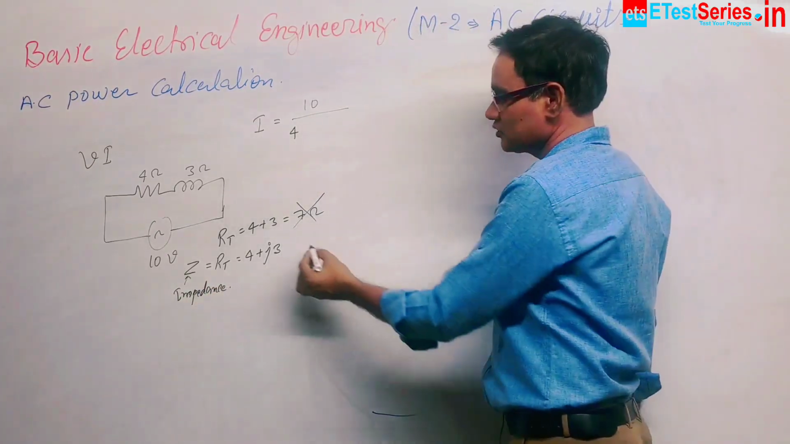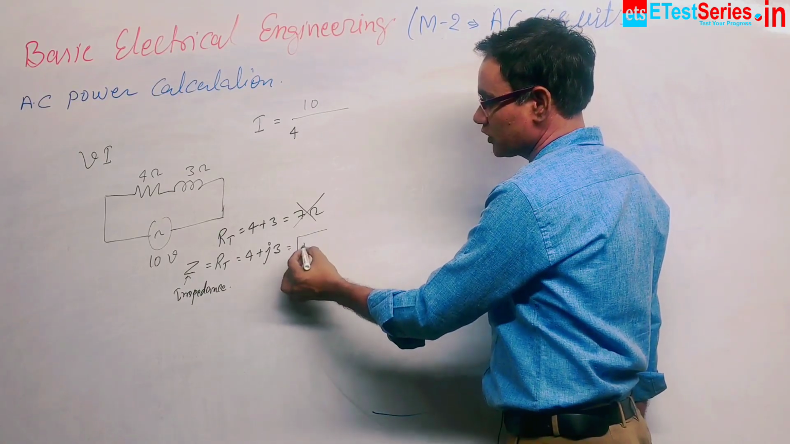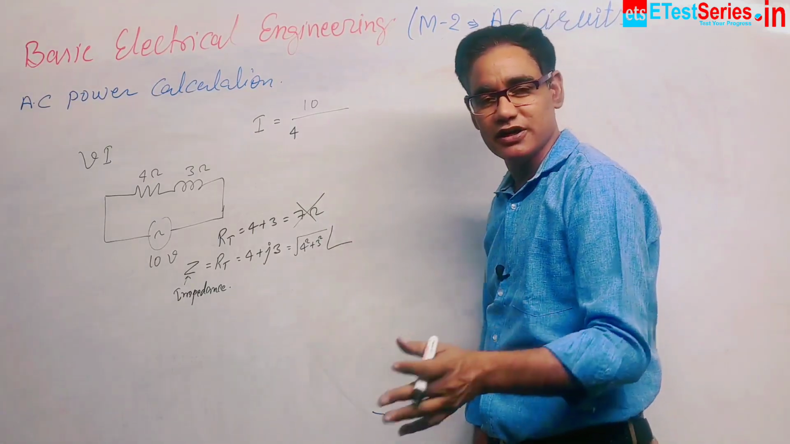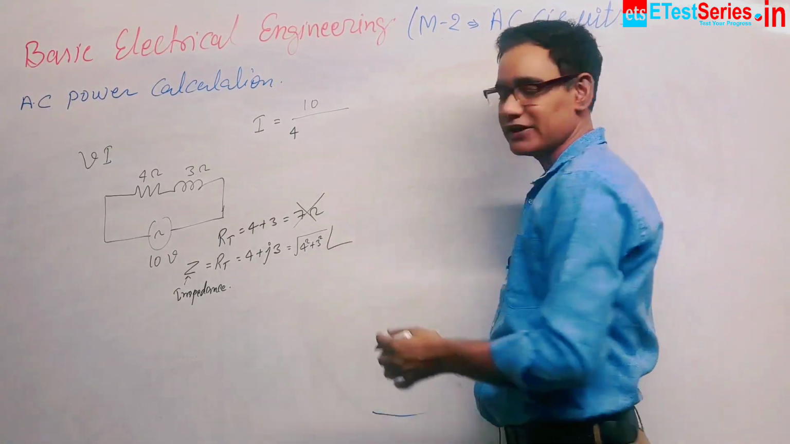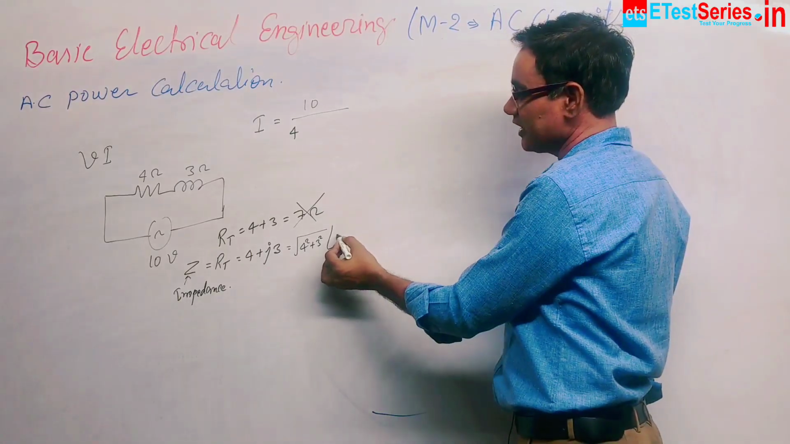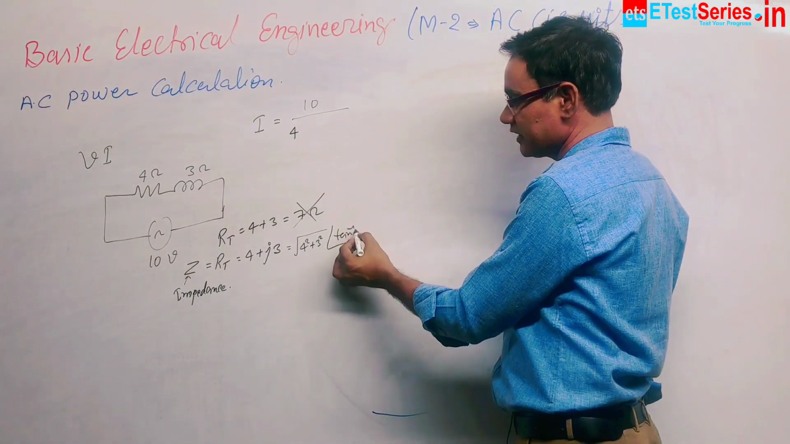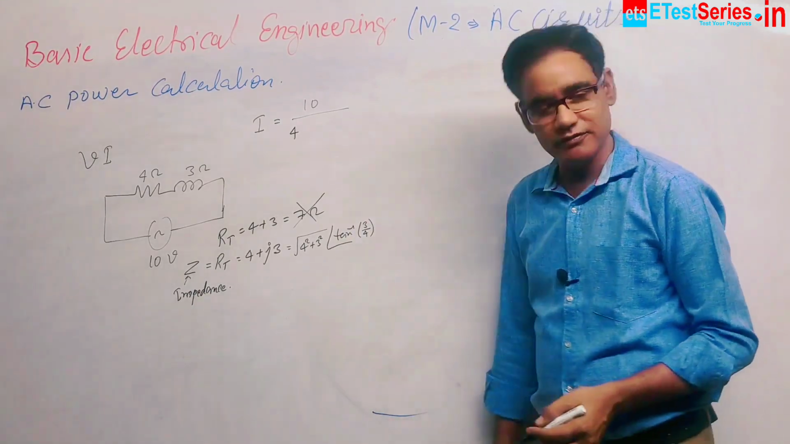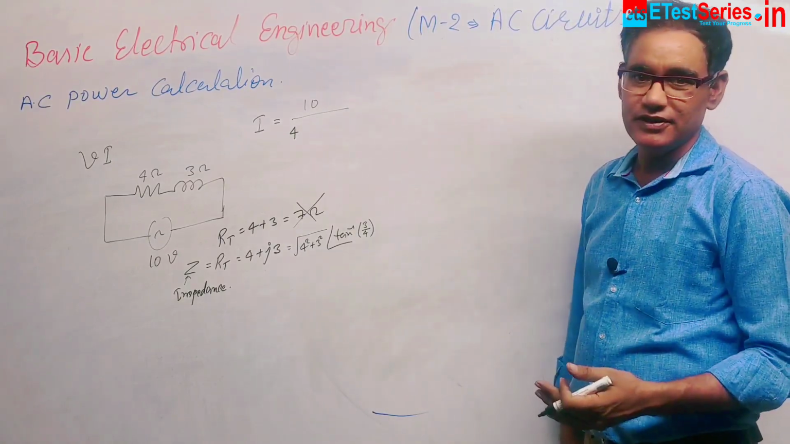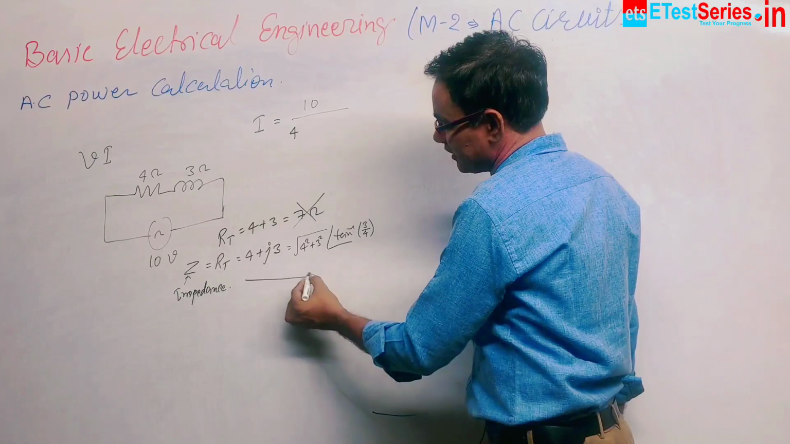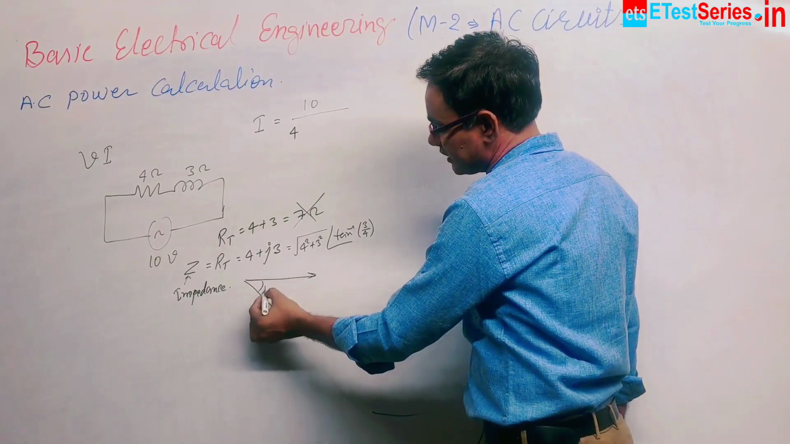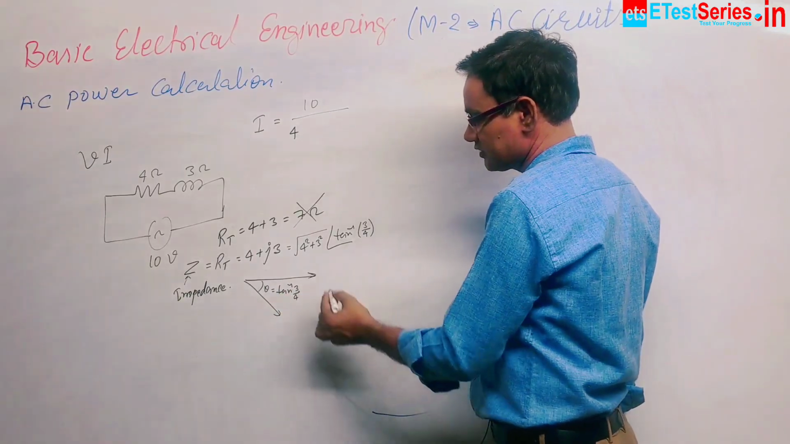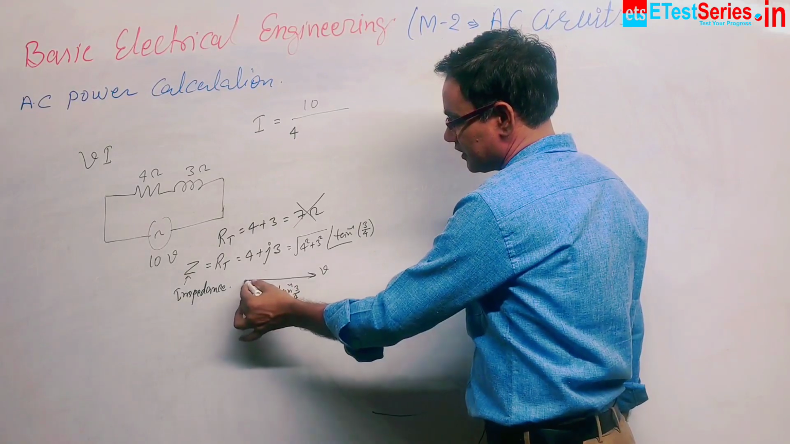The impedance of the circuit is equal to the square root of 4 squared plus 3 squared, and it offers an angle, which is the angle between voltage and current. The RL circuit offers lagging current, and the angle is tan inverse of the imaginary part upon the real part, which is tan inverse 3 upon 4. This is the voltage, this is the current, and this is the angle theta.